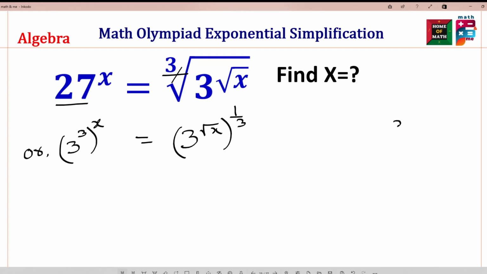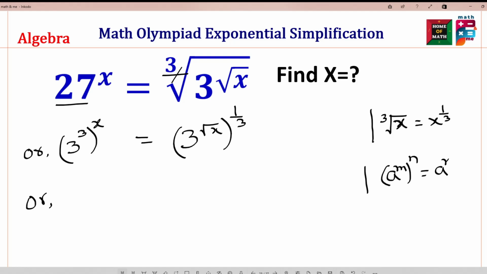What does it mean? This means x to the power 1 by 3. Now look, we know a to the power m to the power n means a to the power m n. So here also we can write the same thing, 3 to the power 3x.